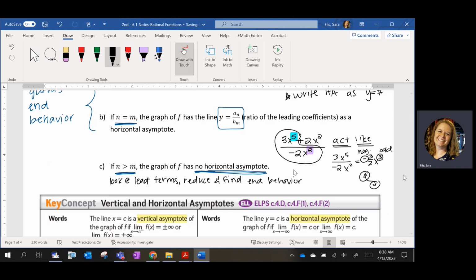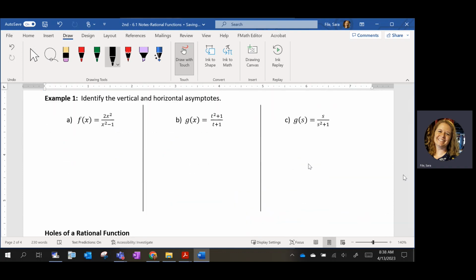Okay, so let's try some examples here on the back. We want to identify vertical and horizontal asymptotes. So the first thing for A is going to be, the first thing for all of these I'm going to do is set the denominator equal to 0 to find the vertical asymptotes. So the vertical asymptote, we said, comes from set the denominator equal to 0. So for vertical asymptote, I'm going to set d of x equal to 0, which in this case, d of x is x squared minus 1.